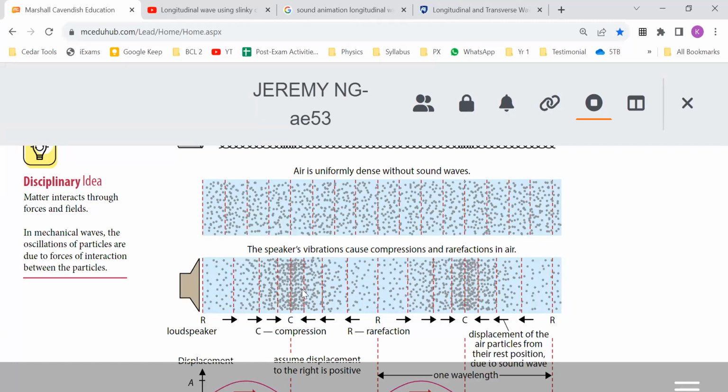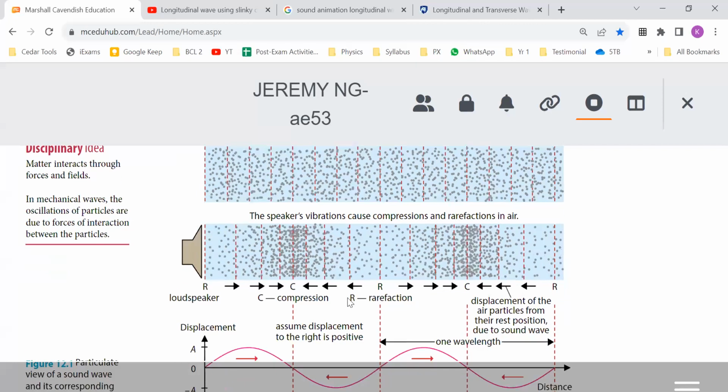Do not confuse this with the particles moving with the wave. I kept showing you the red dot on the applet just now. The particles never move with the wave, just the same way as we discussed for transverse waves.